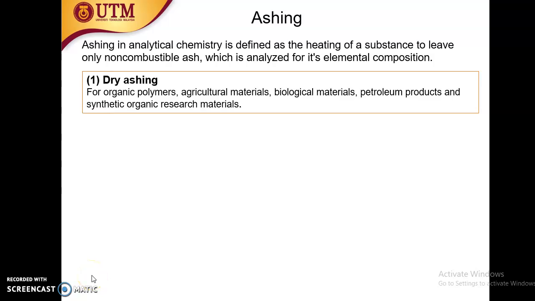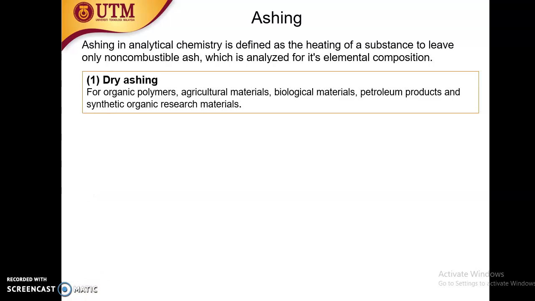Okay, we continue on how to use ashing to destroy very hard samples such as rock and also other biological materials that are hard enough, such as bones and so on. So you can use dry ashing. Ashing in electrical chemistry is where you heat a substance at high temperature, be it with acid or without acid, and you have to use a furnace.